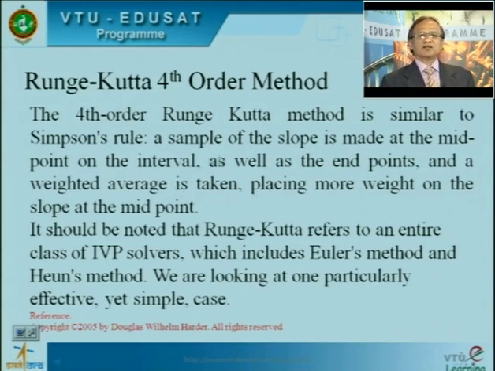So, the fourth order Runge-Kutta method is similar to the Simpson's rule. We are already familiar with Simpson's method or Simpson's rule. So, we can compare this method with Simpson's rule. A sample of the slope is made at the midpoint of the interval as well as the end points, and a weighted average is taken, placing more weight on the slope at the midpoint. As I have shown in the previous graph, we have calculated K2 and K3 at the midpoint.